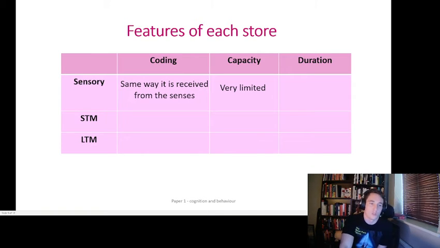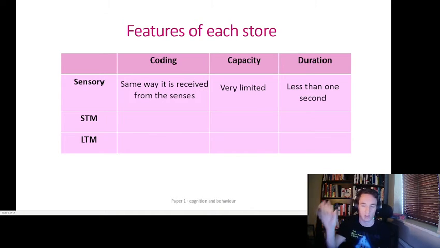So then, what's the duration? How long does it last for? And again, we're going to say less than a second. If we don't pay attention to it, it's just in and out, in and out, in and out. We register it. You can see everything on the screen right now, but if you don't pay attention to it, it's not going to go any further than just you observing that information. Less than a second. Now, let's go to short-term memory and let's talk about coding.